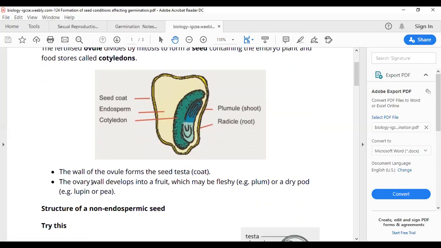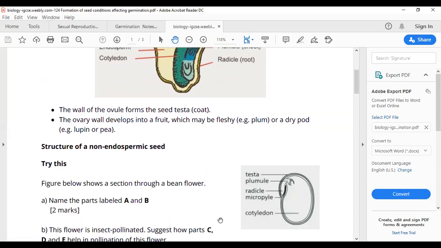And the ovary, where the ovule was located, will develop into a fruit, which may be fleshy, for example, plum, or it may be a dry fruit like peas or lupin.